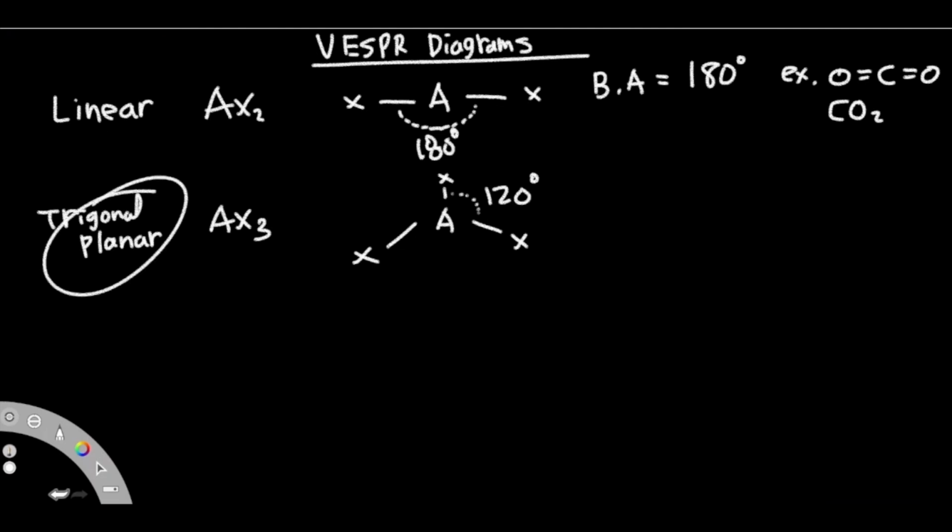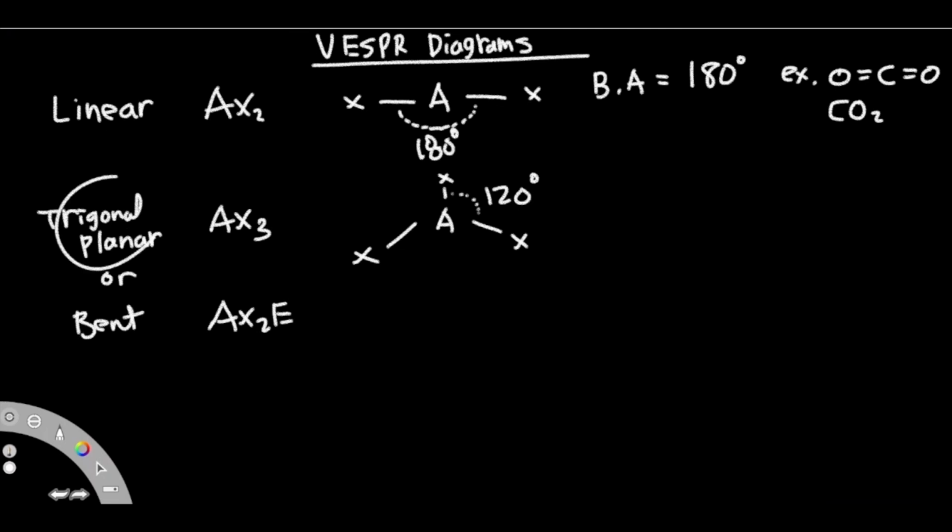AX3 is known as trigonal planar. But unlike the first example for the linear, there is another subcategory. Trigonal planar, again, is the base name. I'm also going to put here AX2E. AX2E is a bent shape. Now it's bent in reference to the trigonal planar category. So bent is a subcategory of trigonal planar. It's just a bent shape.